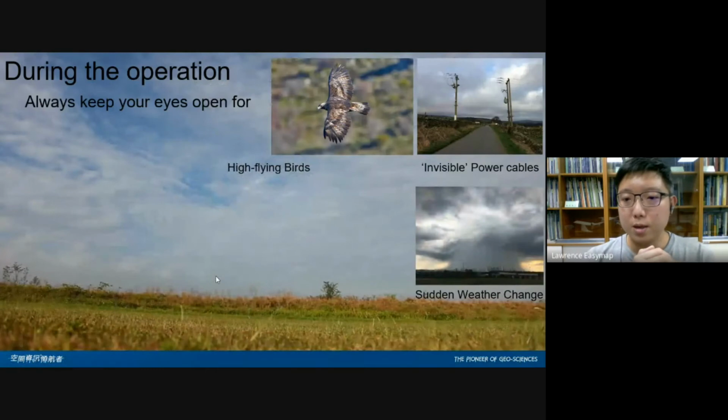Okay, the other one is the sudden weather change. Even though you have studied your weather forecast carefully, a weather forecast is just a forecast and it has some error. Sometimes, particularly in the summertime when the weather is much more unstable, the weather forecast may not be as accurate as what we think. So in case the weather changes and does not follow our plan, you need to think about, should I terminate my mission, or what is my alternative?